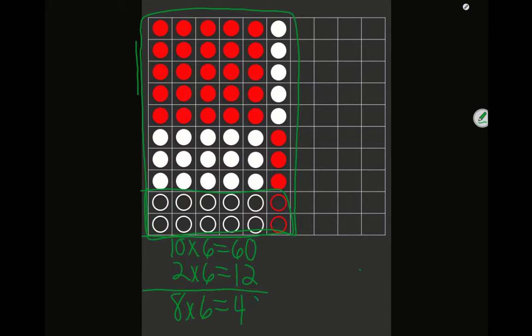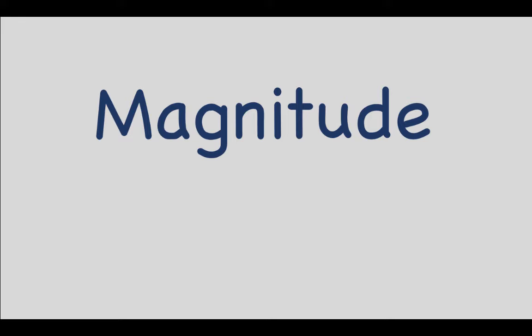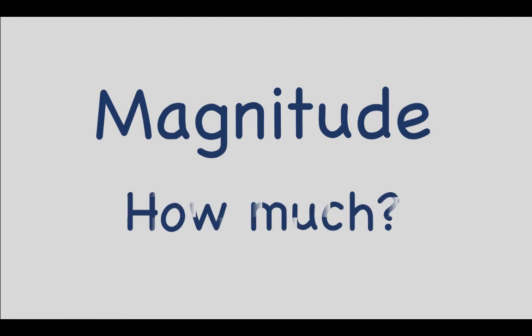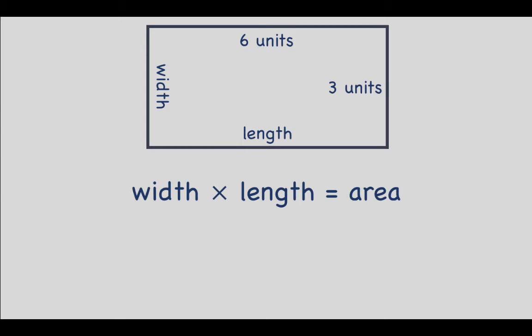10 rows of 6 make 60, and 2 groups of 6 make 12, so 8 rows of 6 must make 48. We also want to develop students' understanding of the meaning of multiplication in magnitude, or how much. This is the area interpretation or area model of multiplication.